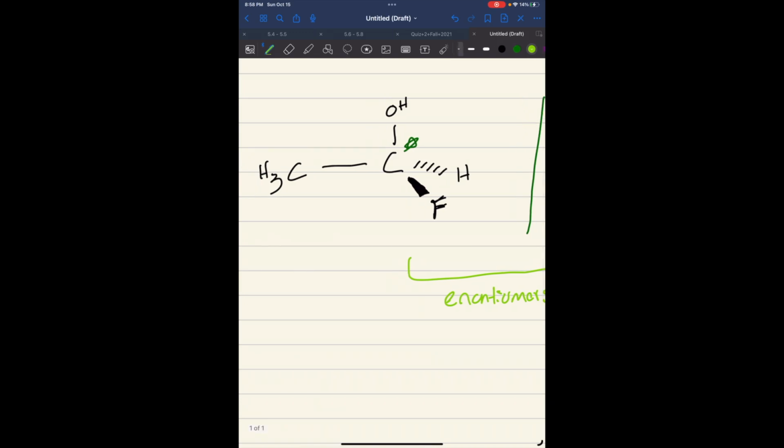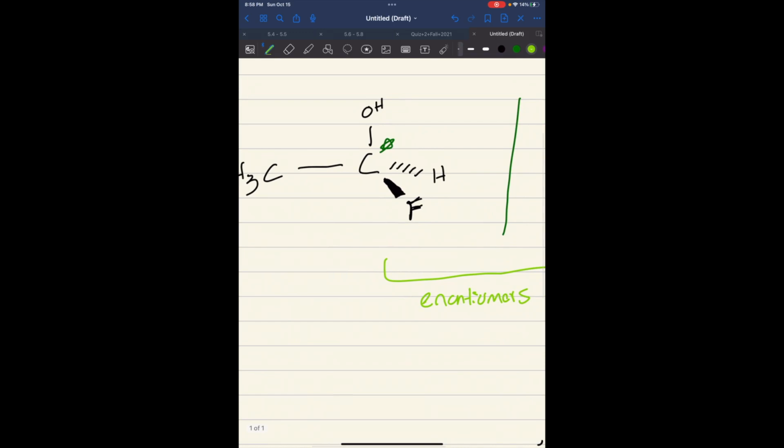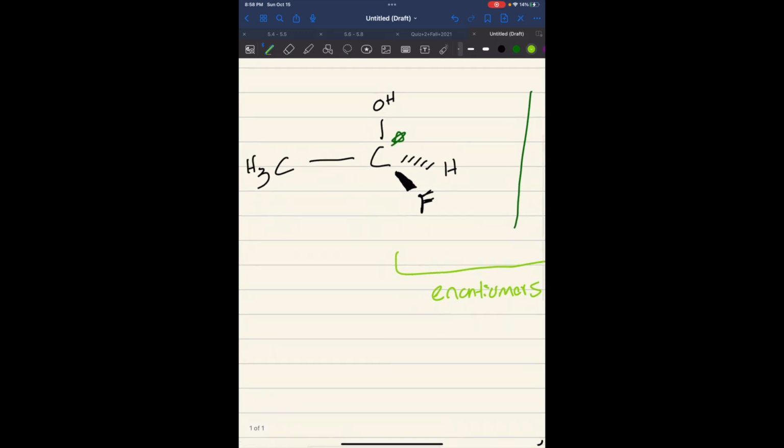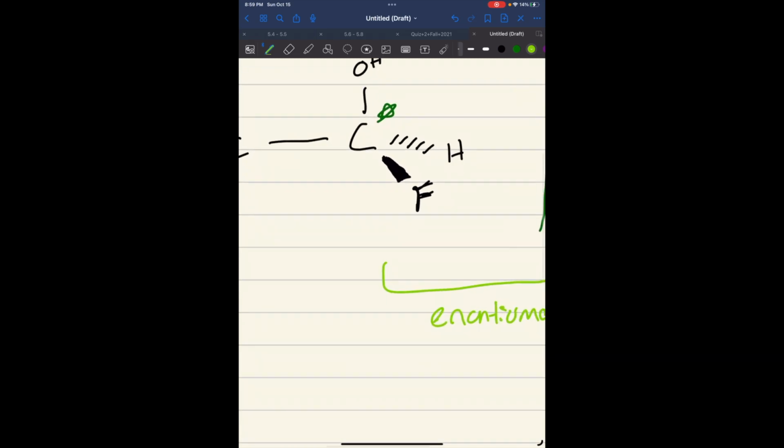Most of the time, H is going to be the lowest priority group because it's the smallest atom. But you're basically assigning this based off atomic size and its mass. Fluorine on the periodic table has the biggest mass in these 4 molecules I've drawn. So we can say that fluorine is 1. It's our main priority group.